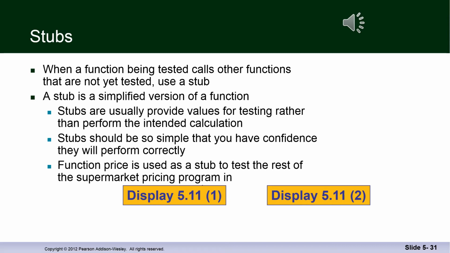And you must have confidence that they will perform correctly. So you may have to determine, given certain values, what the function being called will return, and instead of having it perform those calculations, just return those values. Next, we're going to take a look at program 5.11, in which a function price is used as a stub to test the rest of the supermarket pricing program. Hold on just one second and we'll get to the coded implementation.